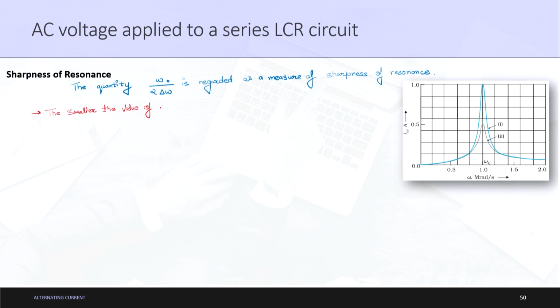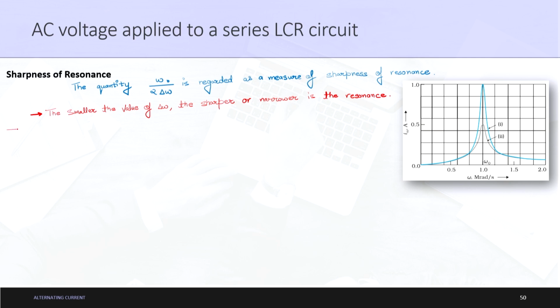The smaller the value of delta omega, the sharper or narrower is the resonance. Okay. Next thing is, now let us understand this value of delta omega more. Similarly, I can also write that the higher the value of delta omega, the sharpness is much and much less.